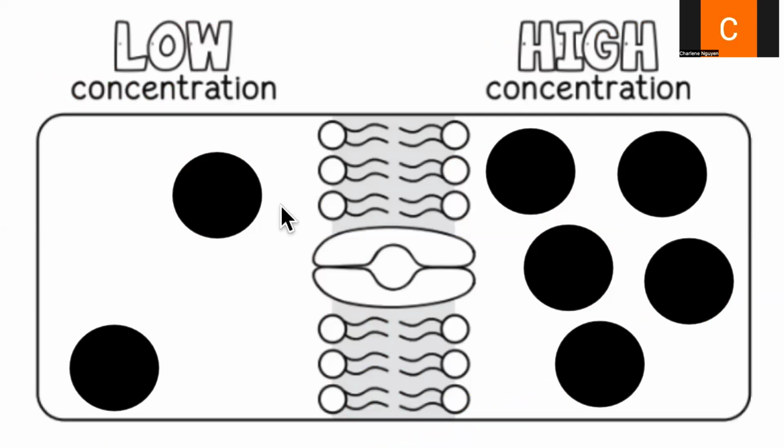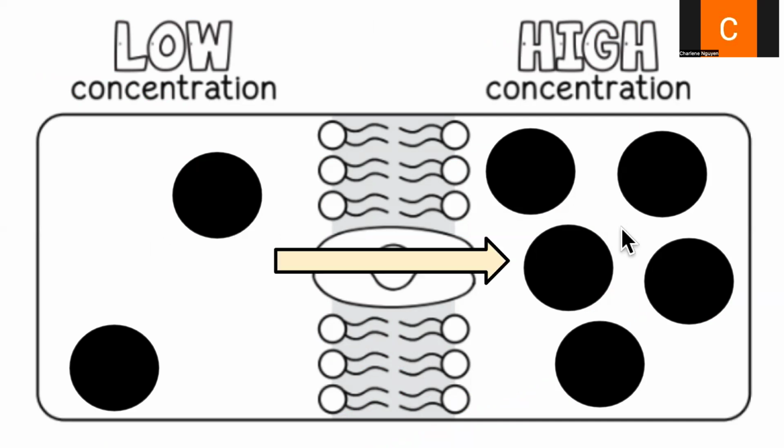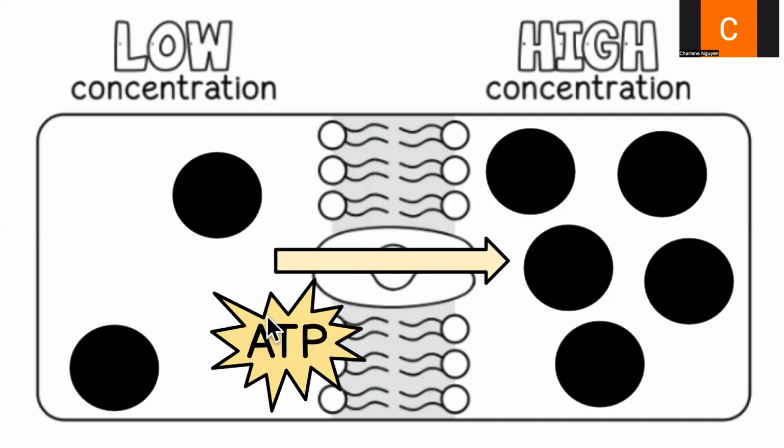We have solutes going from an area of low solute concentration to an area of high solute concentration. Because we're going from low to high through this protein pump, we need ATP in order for this to work. So all types of active transport require energy expenditure from the cell itself.